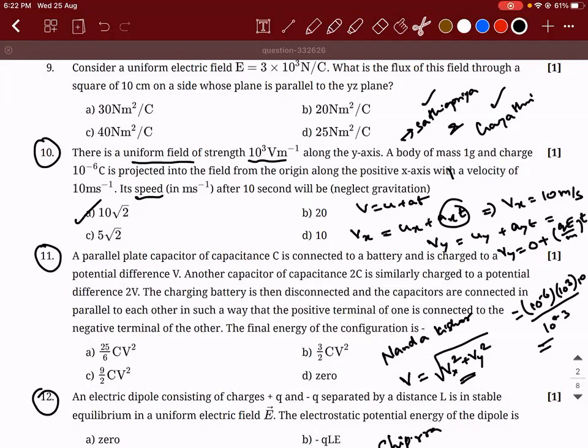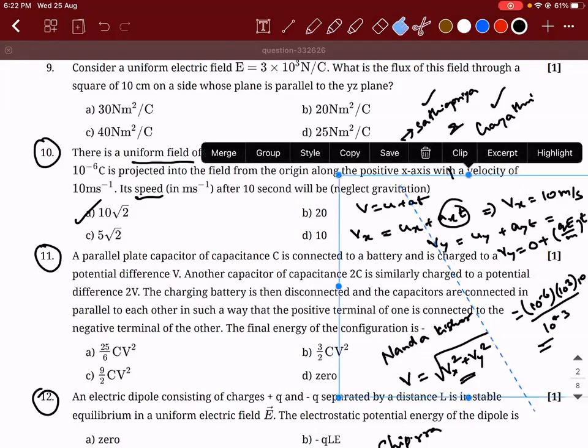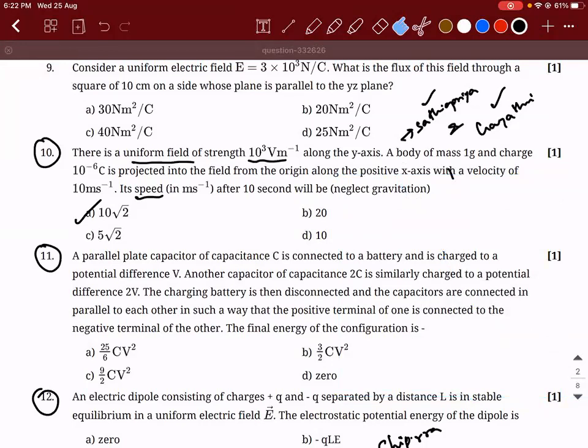Okay, next. The 11th one. Nandakishore, did you read the question? Sir? Did you read the question? The 11th one? Yes, sir. So what do you understand? You tell me whatever you understand.